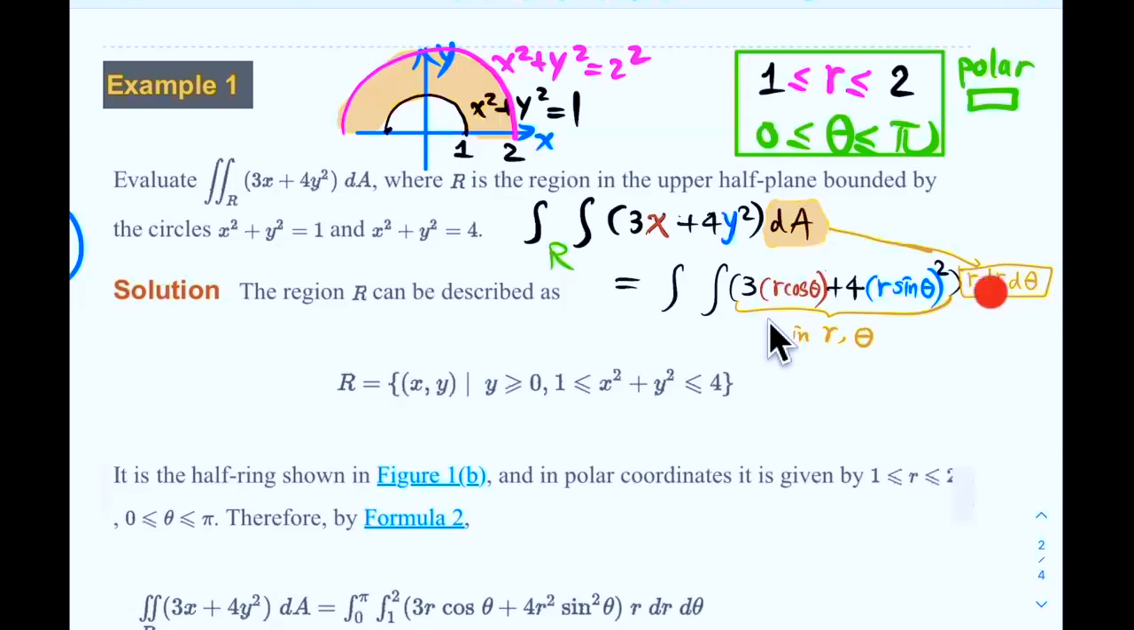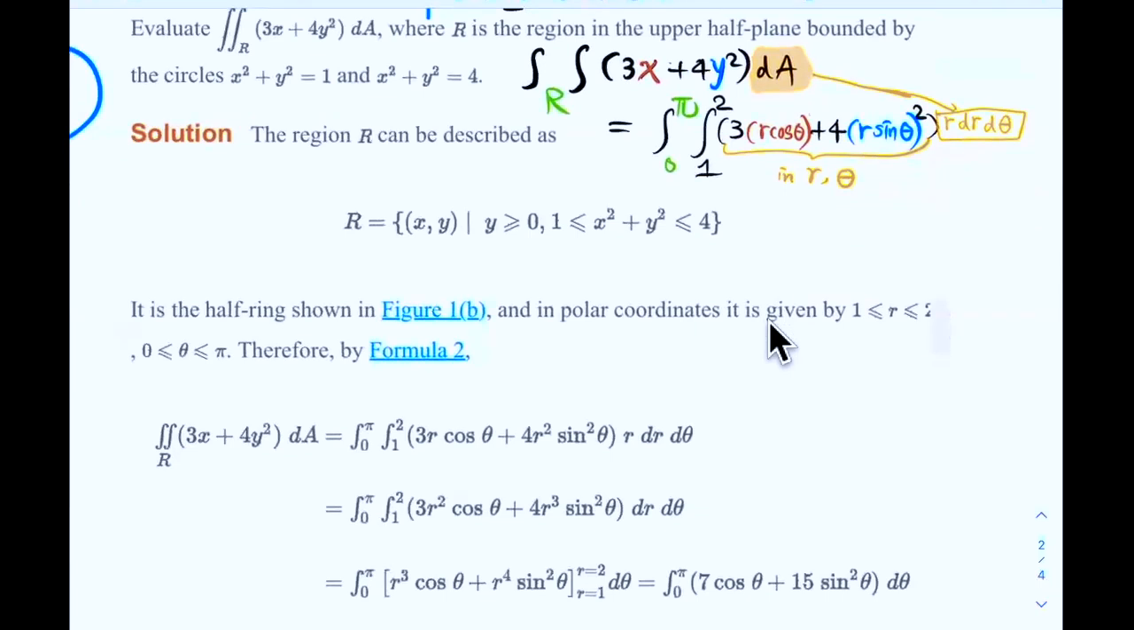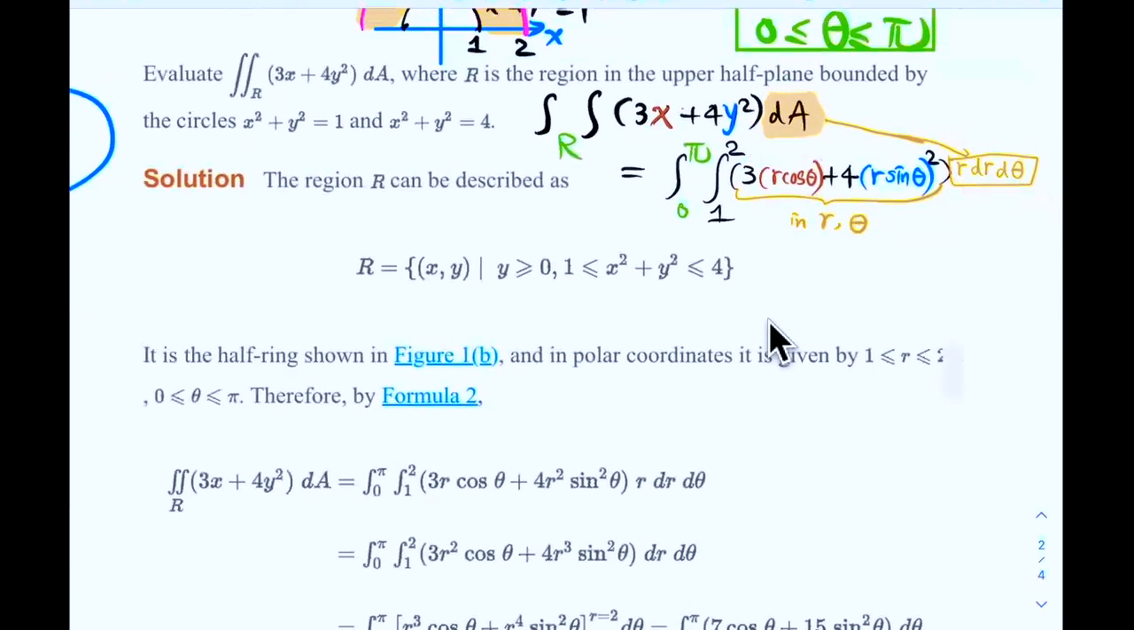Okay, and then r here changes from what to what? 1 to 2, right? So r changes from 1 to 2. And then theta here changes from what to what? 0 to pi, right? 0 to pi. Good, and you just finished. You just set up your first double integral over polar coordinates for this polar rectangle. Good job. It might look a little bit complicated at first, but once you get the hang of it, it's not that terrible.